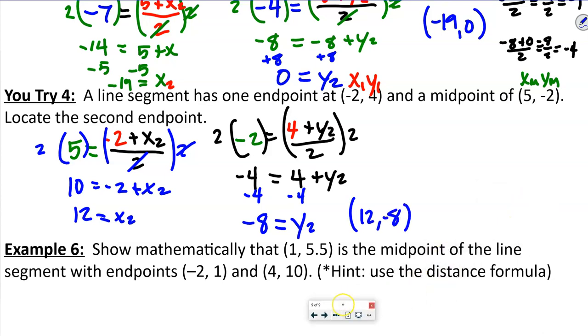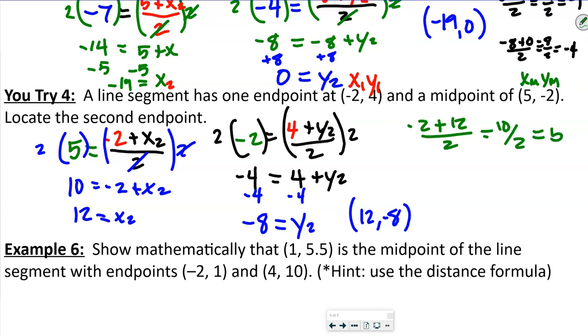Again, can we check this? Absolutely. So let's go ahead and do that. So that means we're going to go -2 plus 12 divided by 2. That's going to be 10 divided by 2, which is 5. That one checks out, right? And then we're going to do -8 plus 4 divided by 2. That's -4 divided by 2, which is -2. That one also checks out.